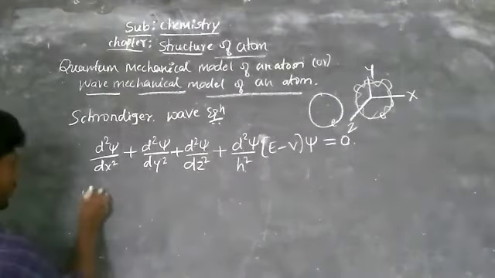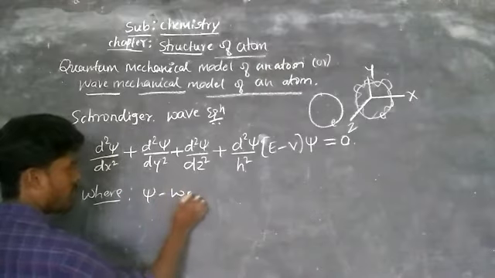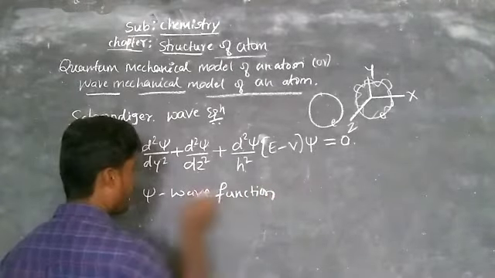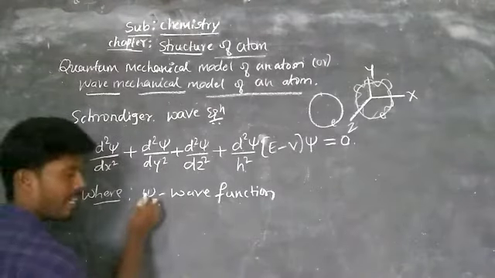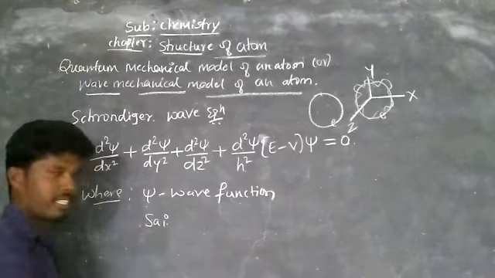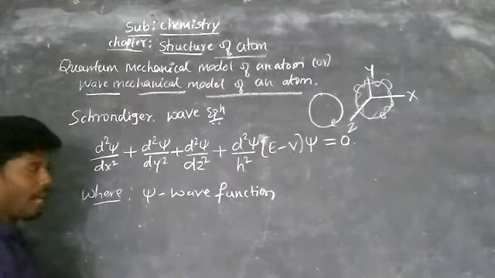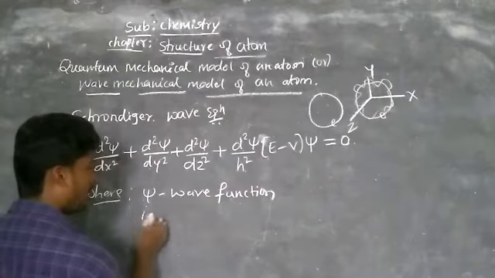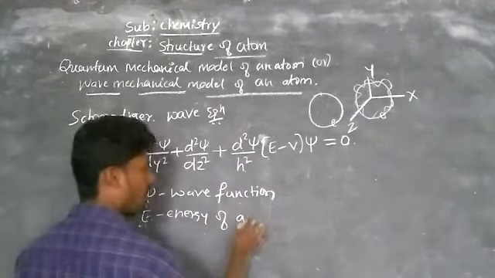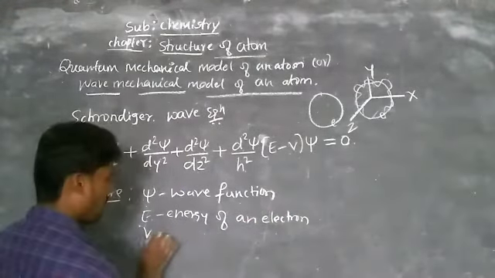Here psi is the wave function. This symbol we call psi. E is the energy of an electron, and V is the velocity of an electron.